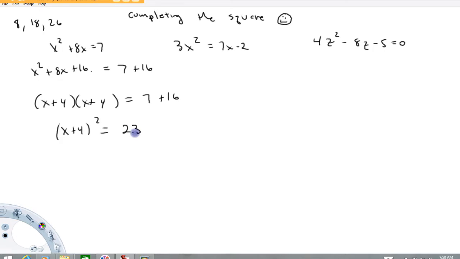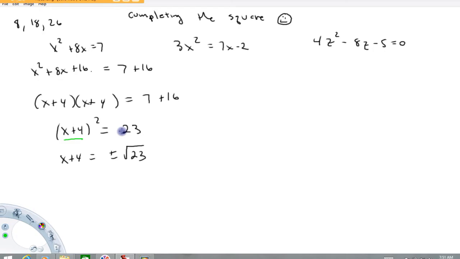Now we can solve this by square rooting both sides. So if we square root both sides, we have x plus 4 equals plus or minus the square root of 23. And again, look to my previous video on square rooting both sides. Remember, there's two possibilities here. The equation says x plus 4 squared equals 23. Well, the x plus 4 could be a positive value squared that gives you 23, but it also could be a negative number squared and still get positive 23.